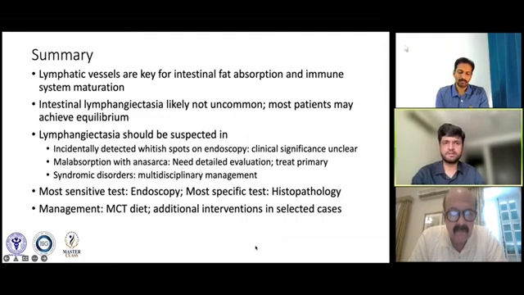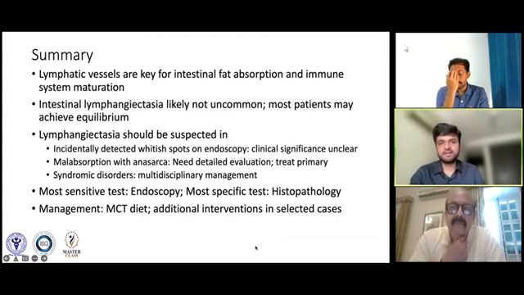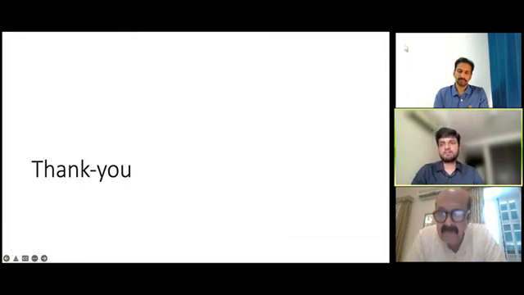of our discussion. The most sensitive test remains an endoscopic evaluation where we can possibly see the dilated lymphatic whitish channels. And the most specific test remains histopathology. However, imaging has a very important role to play, as Dr. Deva highlighted. The key management remains the MCT diet, and additional interventions may be tried in selected cases, as and when the situation allows. So with this, I would like to wrap up the talk for today. And if there are any additional questions, we can probably take up those.